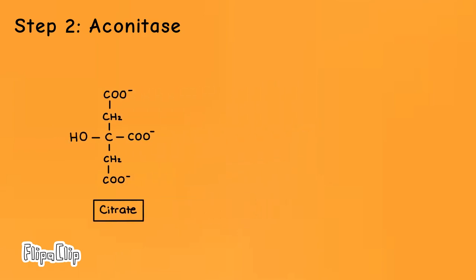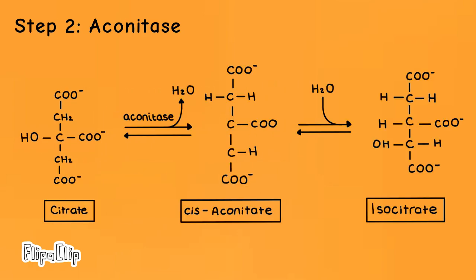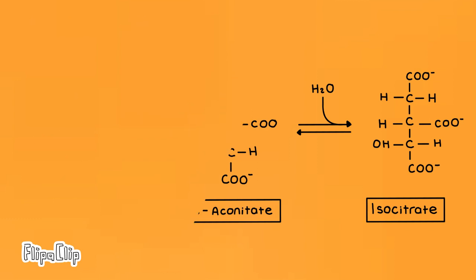However, the citrate is too stable for the reactions that follow, so the enzyme aconitase links to the citrate to remove a water molecule, forming a more unstable citrate isomer. Aconitase then reattaches the water molecule, forming isocitrate.